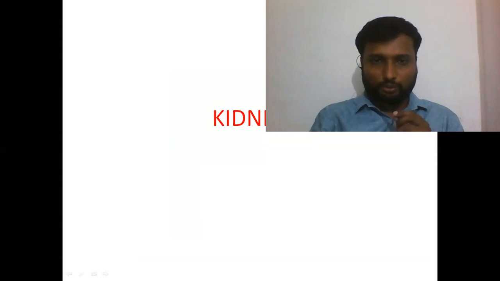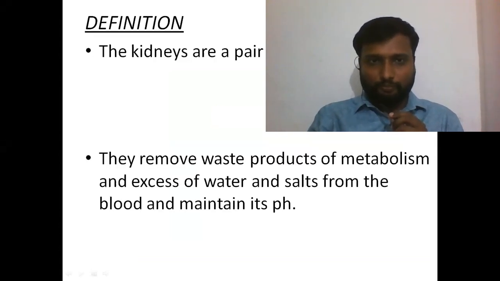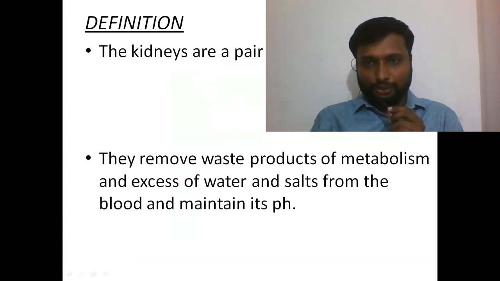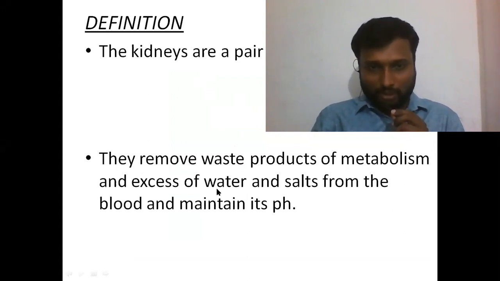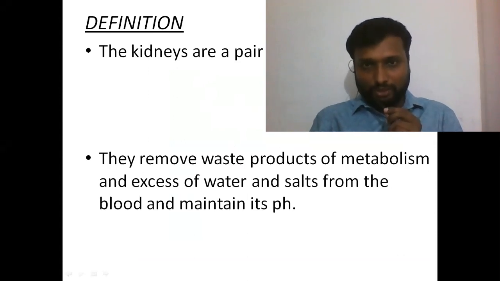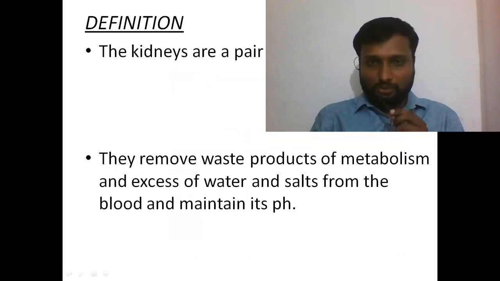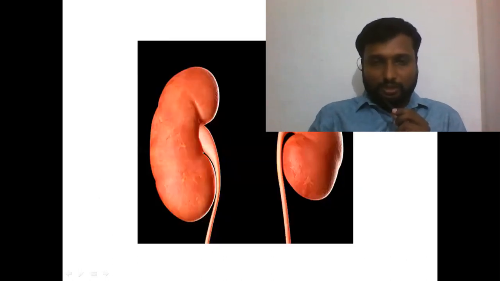So dear students, today we are going to discuss the kidney. So what is meant by kidney? Kidneys are a pair of excretory organs located in the abdomen. It removes the waste products of metabolism and it also removes the excess water. That is the function, so that is why it's known as excretory organs. See, these are the right and left kidneys.